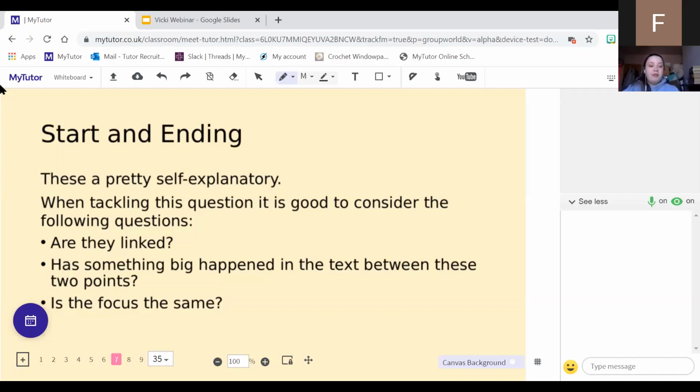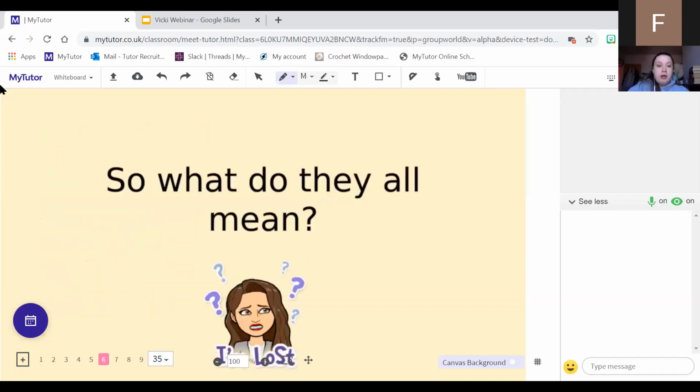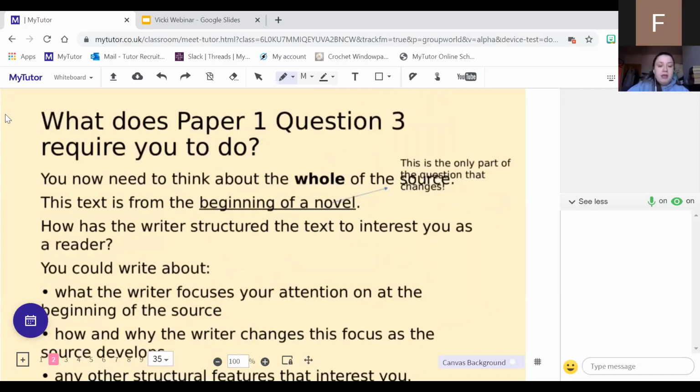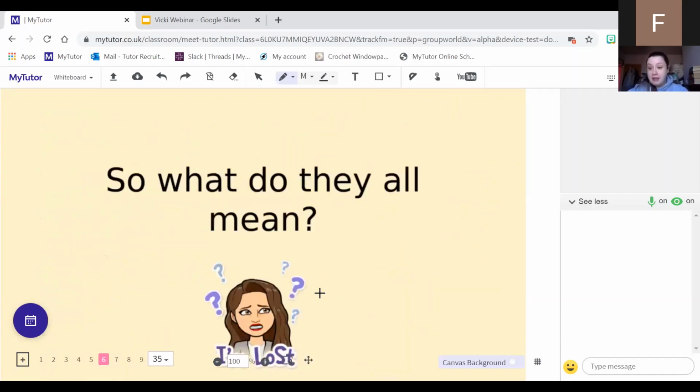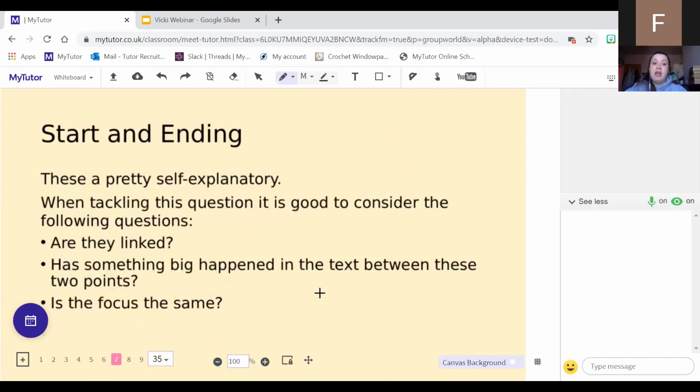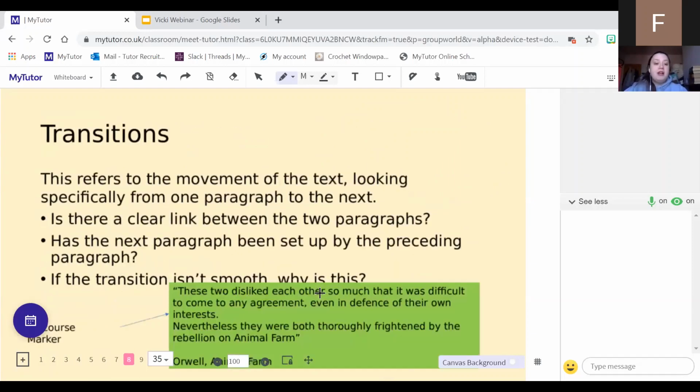So yeah, although in your bullet points you're being asked to look at the focus at the start, at the beginning, you could also link that further to the focus changing as the source develops. So you could think about how those 2 things link, and thinking about that in a sophisticated way will get you big marks.